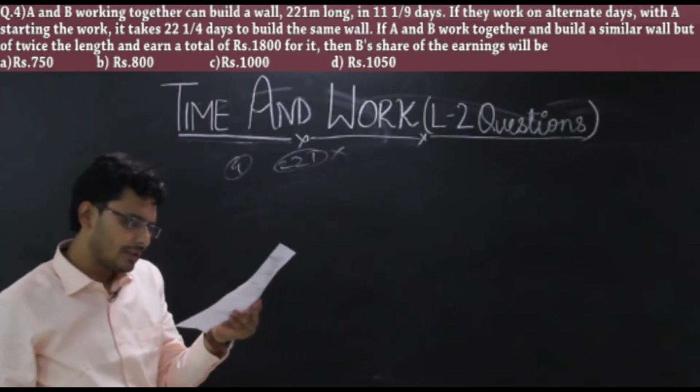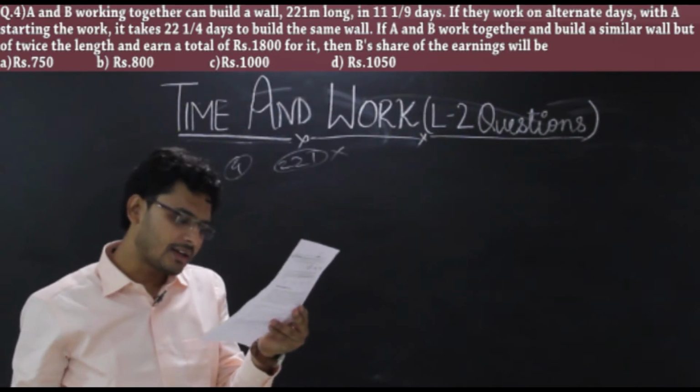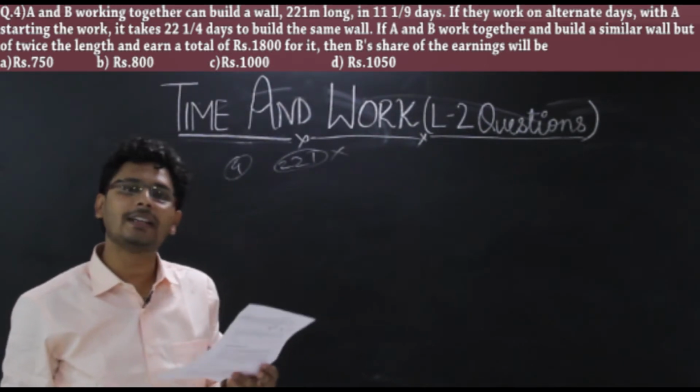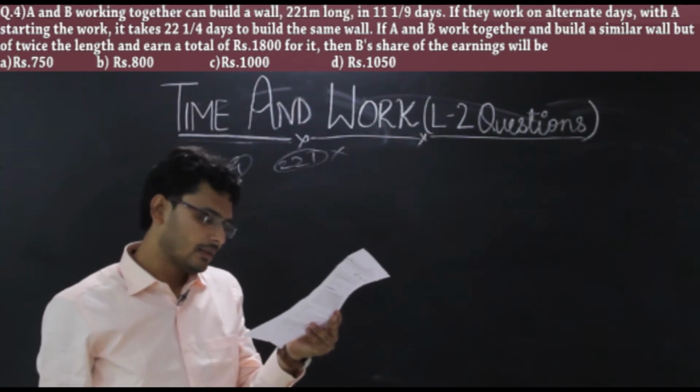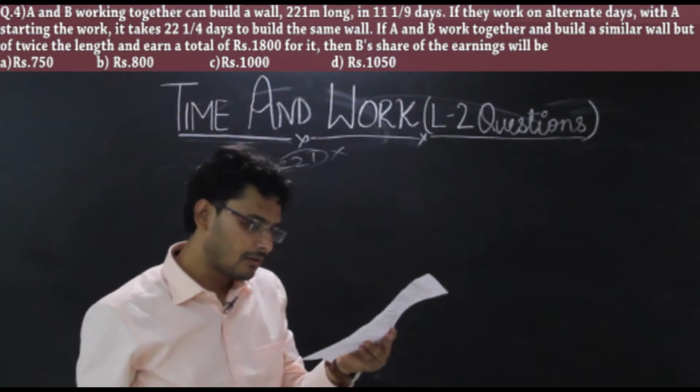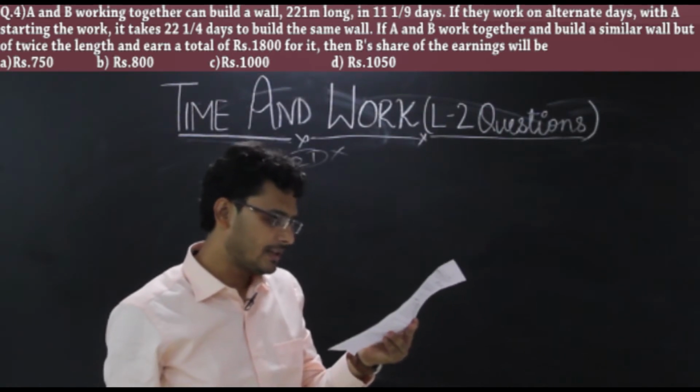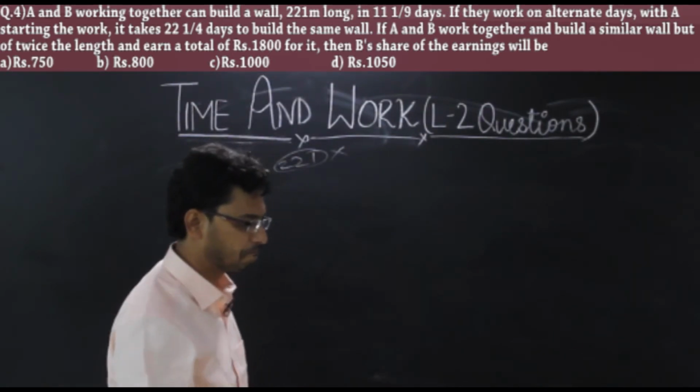They together do it in 11 1/9 days, and if they work on alternate days starting with A, they would take 22 1/4 days to build the same wall. And if A and B work together to build a similar wall but twice the length, they earn rupees 1800. Then what is the share of B?